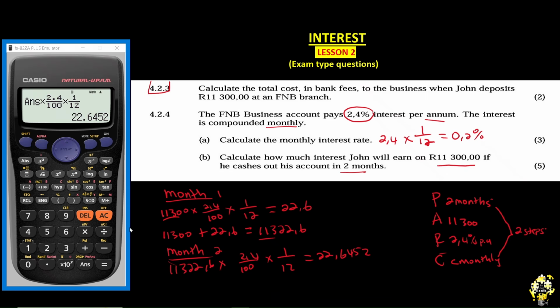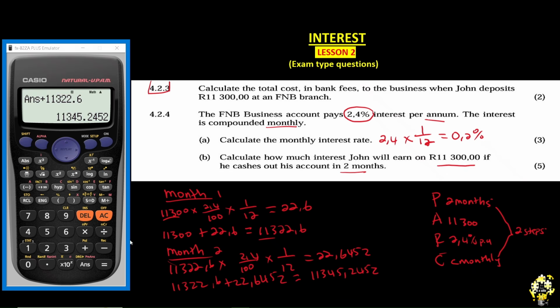What are we supposed to do? We add principal plus interest. What do we get? It's already here. Let's just add the 11,322.6. Now it says that we get 11,345.2452.